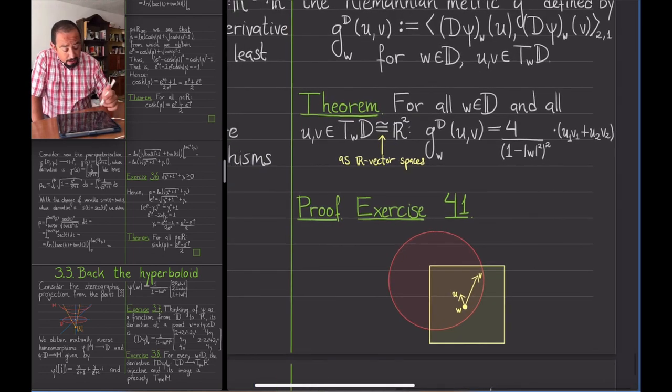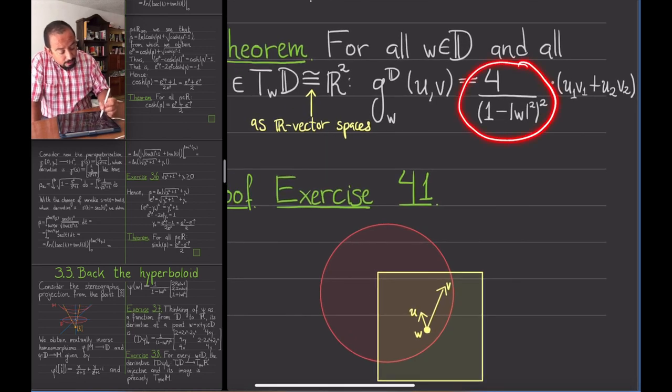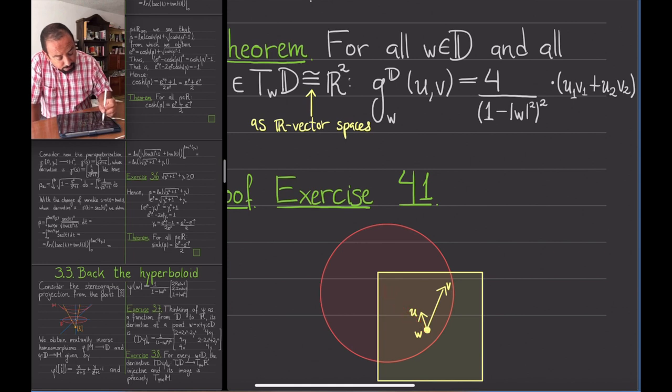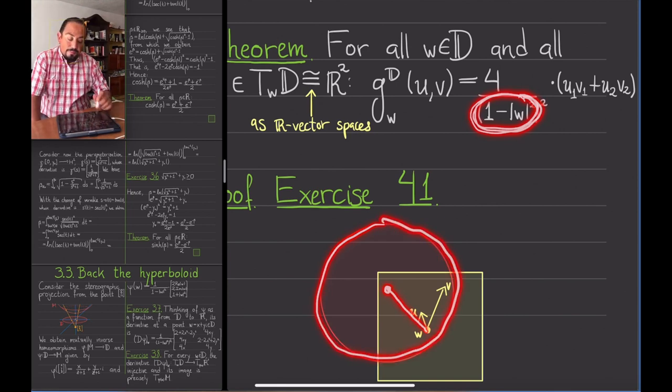Okay, and of course, when W moves, when do vectors become smaller? When this one becomes as big as possible. So when this one becomes as close to one as possible. So when W approaches the center of the Poincaré disk.